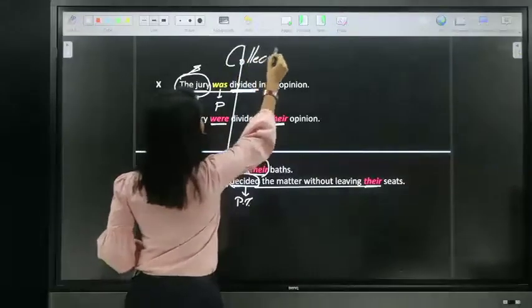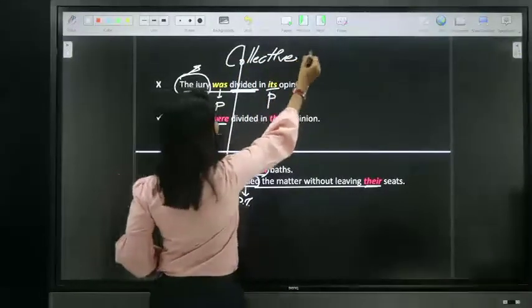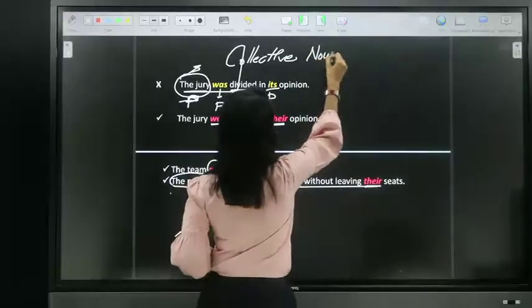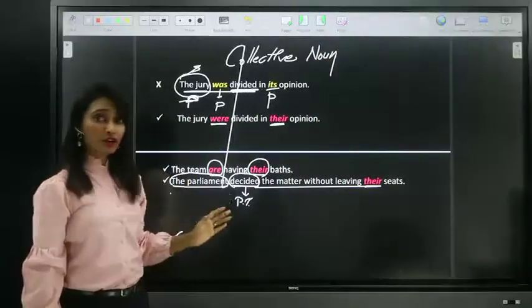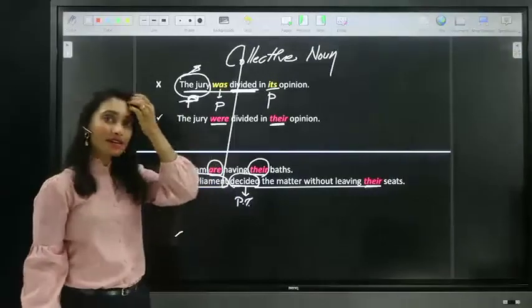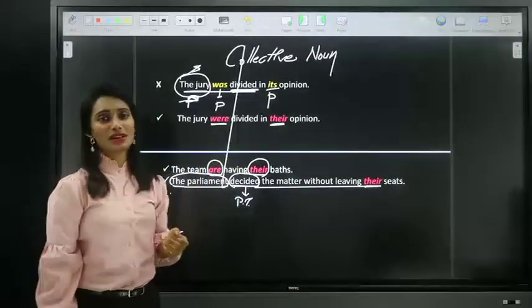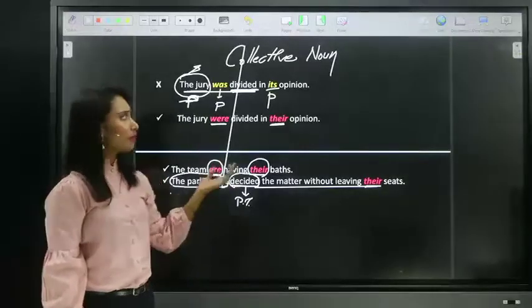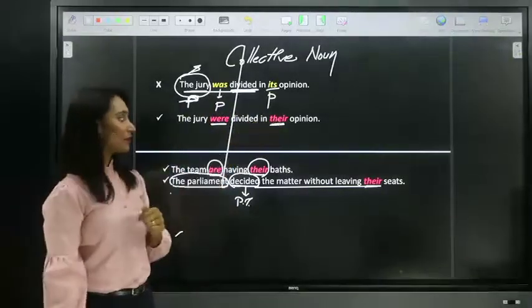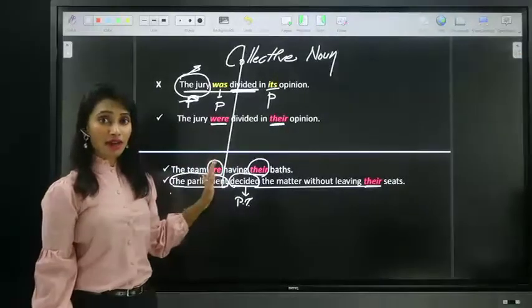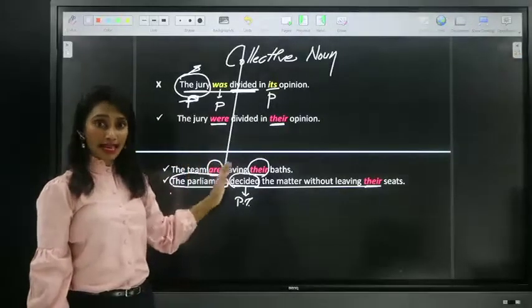So remember, collective nouns are singular nouns because we consider them as a whole. But when they are divided or when we are talking about the individual members, collective nouns become plural. When it is plural, the verb must be plural. When the verb is plural, the pronoun must be plural. So this is our first one, application form with exception.